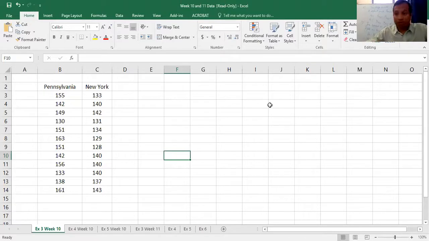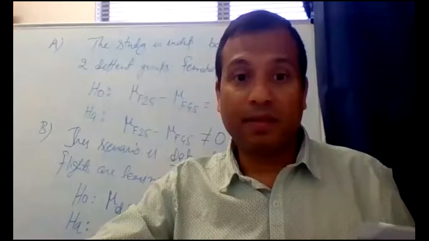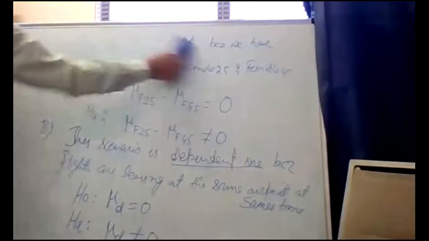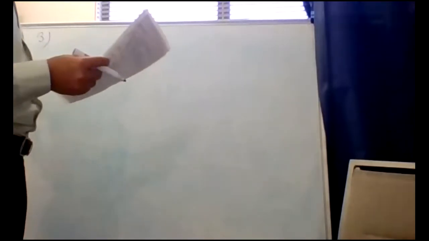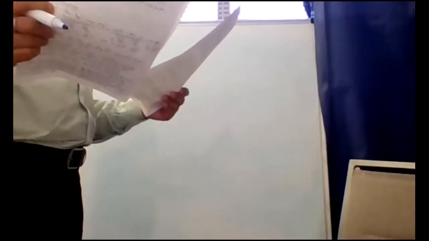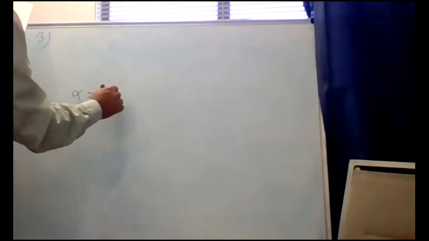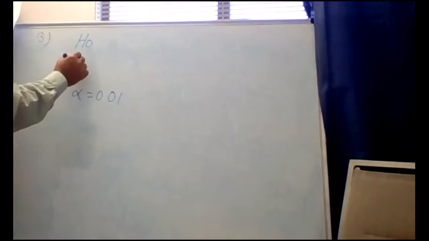While you do this one on the Excel sheet, just let me know in formulating the null hypothesis and alternative hypothesis. In this case, exercise number 3, what do you think? What should be your null hypothesis and what should be your alternative hypothesis? So what is the question here? Test the claim that there is a difference in mean amount between the 2 cities at 1% significance level. So alpha value is given, 0.01. And what is null hypothesis H naught and what is alternative hypothesis HA?